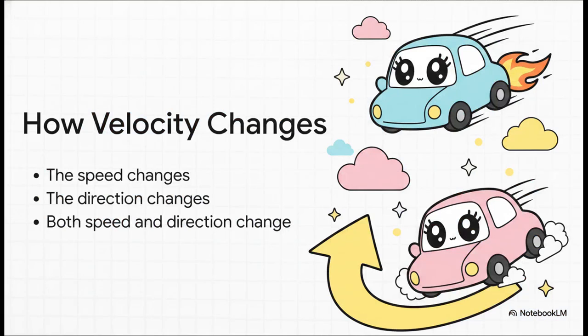So the crucial point to remember here is that velocity is highly sensitive. If either part of it changes, the whole velocity changes. Obviously, if you hit the gas and your speed changes, your velocity changes. But get this. Even if your speed is perfectly constant, say you're doing exactly 20 kilometers per hour on cruise control, if you simply turn a corner and change your direction, your velocity has mathematically changed.